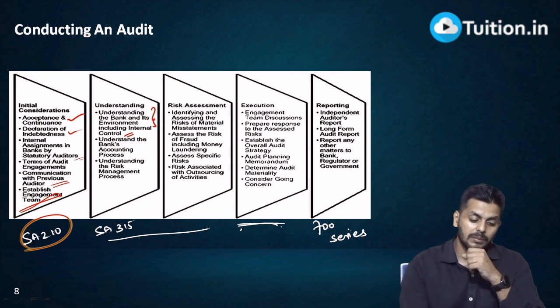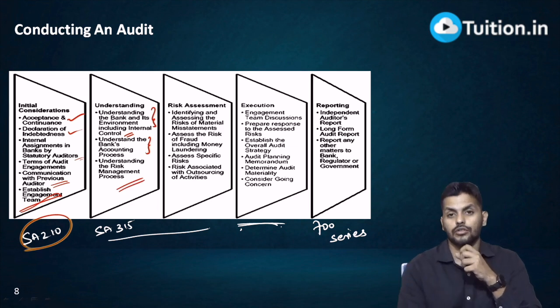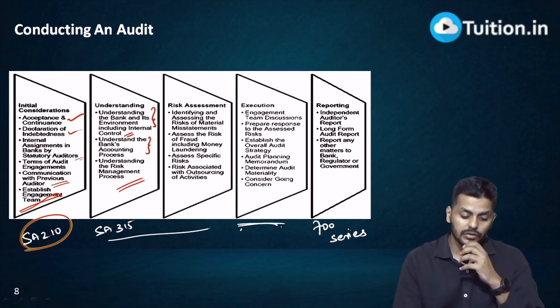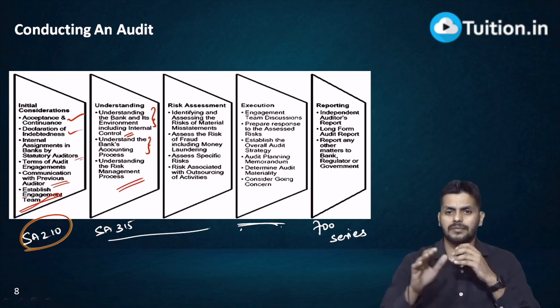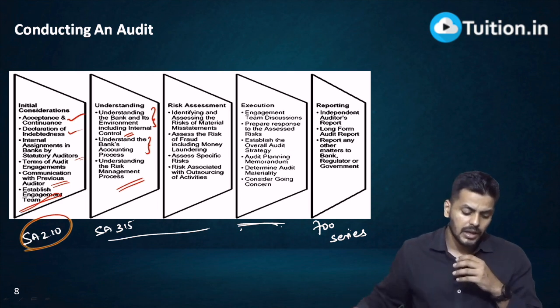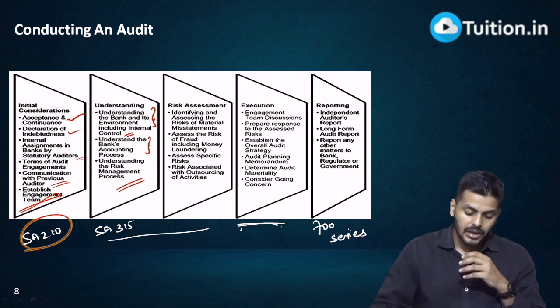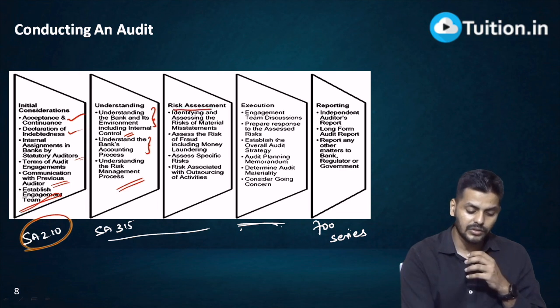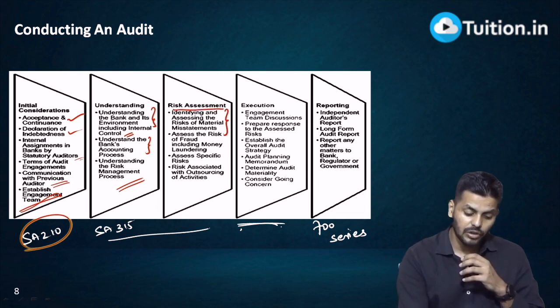Understand the bank's accounting process, and understand the risk management process also, which is all part of 315, straight and clear. You have to do all of that. Then risk assessment. Now you know what risk assessment is all about. It is 315, identifying and assessing the risk of material misstatement.